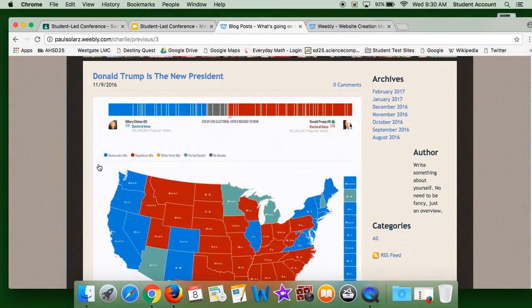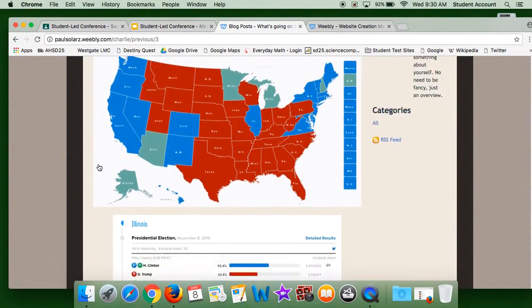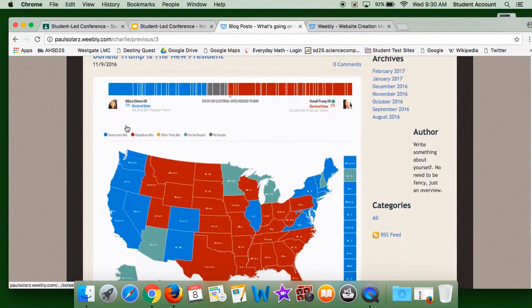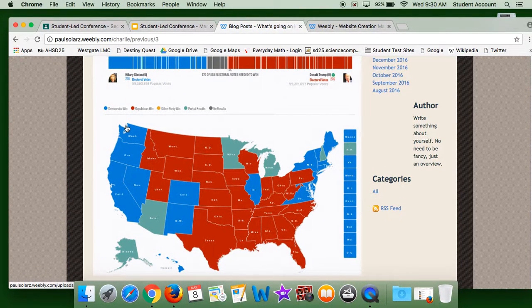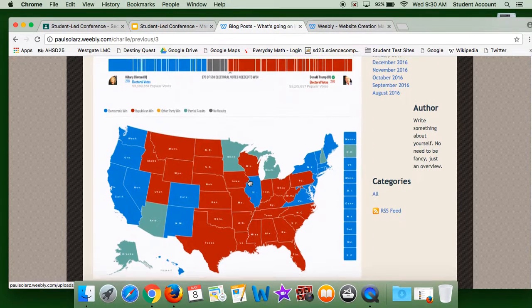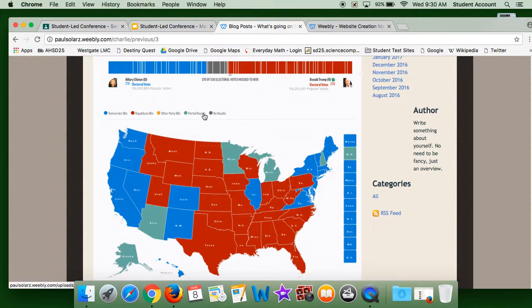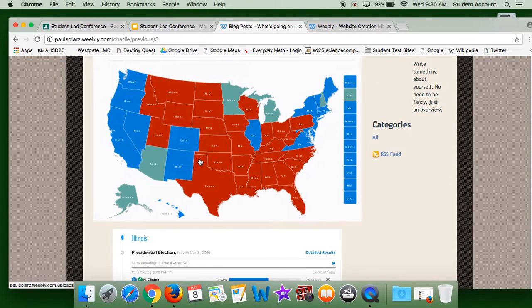Okay, Donald Trump is the new president. So this was right after the presidential election. This shows which states were Republican, the red are Republican, and the blue are Democratic, and the in between mostly were those 4 states: Minnesota, Michigan, Arizona, Alaska, and New Hampshire.